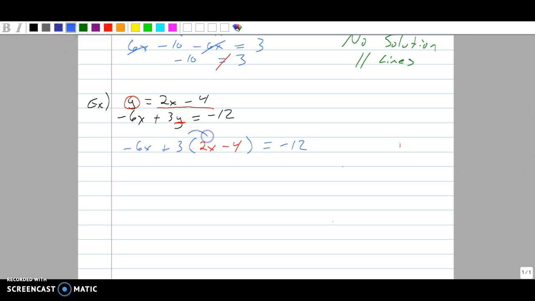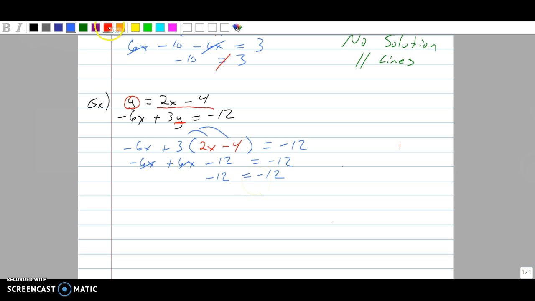So to solve, we're going to distribute. So you get negative 6x plus 6x minus 12 is equal to negative 12. Combine like terms, once again, look here. Our x's are going to cancel, and we're left with negative 12 is equal to negative 12. So once again, our variable is eliminated. However, in this case, the equation that remains is true.